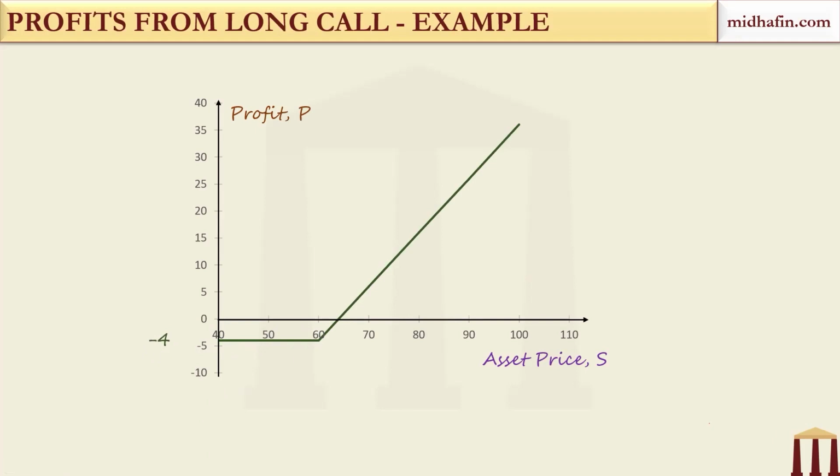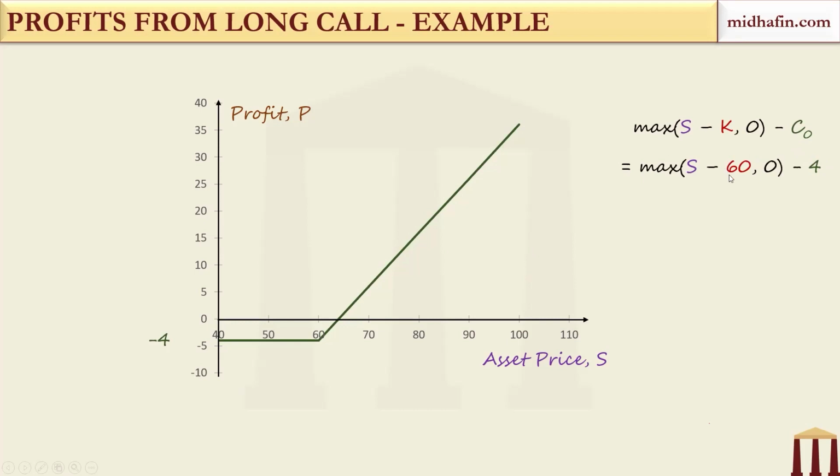If the option is not exercised, I will lose 4 rupees, or $4, whatever it is. So $4 is your maximum loss that can be incurred. Now here, in this case, profit is given as payoff minus the option premium, which is in this case $4.